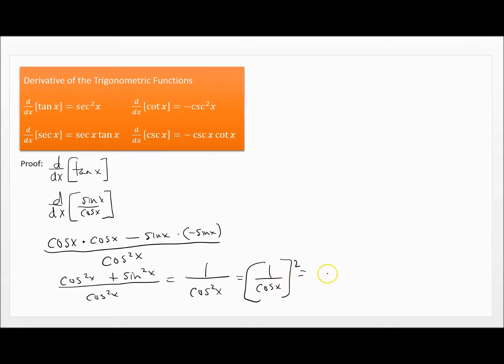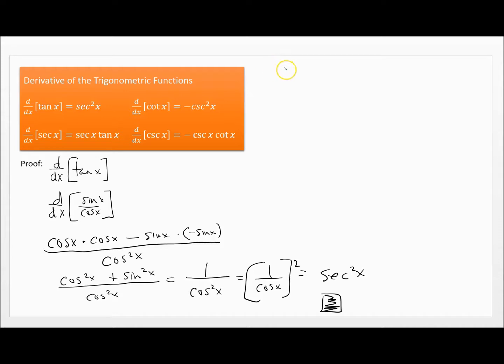I got 1 over cosine of x, we know, is secant of x. And since that's squared, I can write secant squared of x. End of proof, right? We got it. Now, I think I have enough space over here to the right. Let's go ahead and jump into cotangent. Listen, I know you could do the cotangent one on your own. It's worth trying all 4 of these on your own. You know the reason why. What if you forget it and you need it?